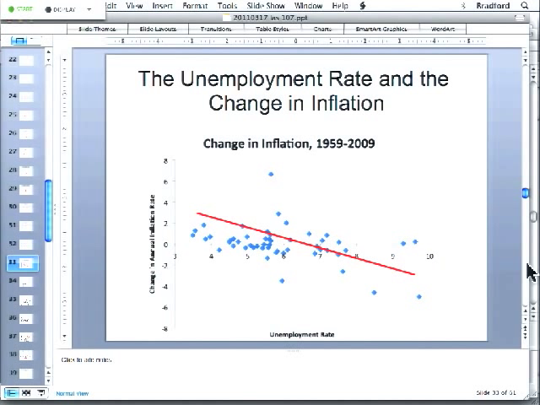But still, by and large, on average, over the course of the past 50 years, whenever the unemployment rate's bigger than 6.5%, you can bet that the inflation rate's going to fall. Whenever the unemployment rate is less than 5%, you can bet that the inflation rate is going to rise. In between 5 and 6.5% or so, it's unclear whether inflation's more likely to rise or fall.